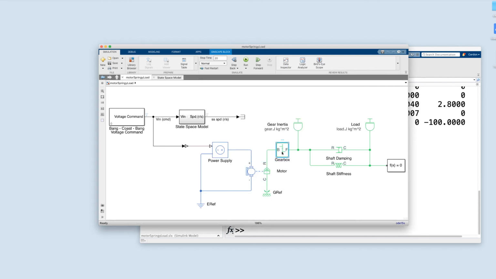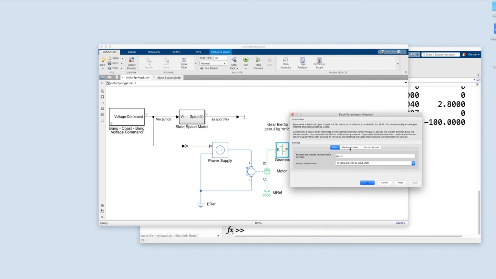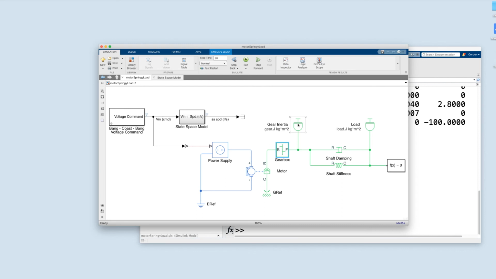Here's our gearbox. Here's our gear ratio. Wonderful. And this is the inertia on the output side of the gearbox. And this is our load inertia. And in between there is our compliance shaft. A little bit of damping, a little bit of stiffness. Well, let's run it.